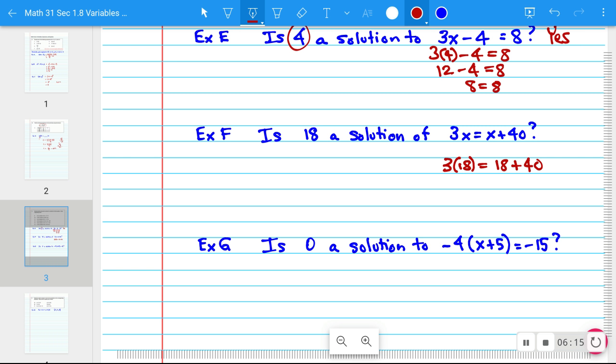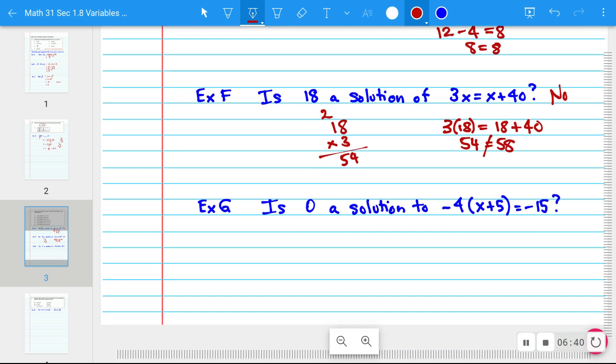The left-hand side, 3 times 18, is 54. And on the other side, you get 58. Those are not equal to each other, so the answer is no. 18 is not a solution to 3x equals x plus 40.